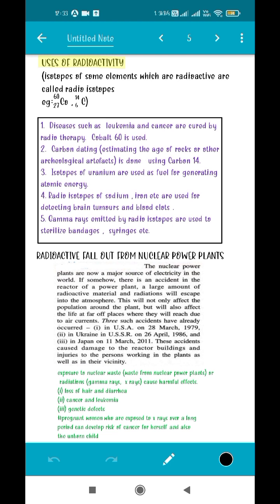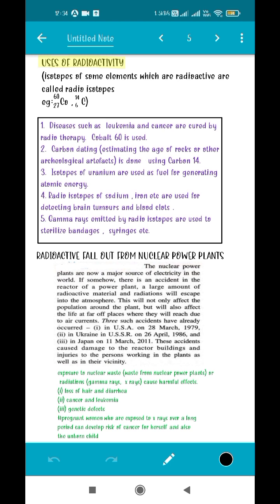For example, breakage of the walls of the nuclear power plant or any other such phenomena. Nuclear waste, which is also radioactive in nature, or the nuclear fuel, which is obviously radioactive in nature, might come out to the outer world, and it can cause a lot of damage. There are 3 such phenomena which have occurred in the recent past. In USA it occurred in 1979, in Ukraine it occurred in 1986, and in Japan it occurred in 2011.